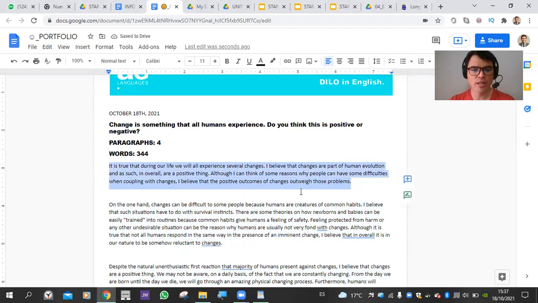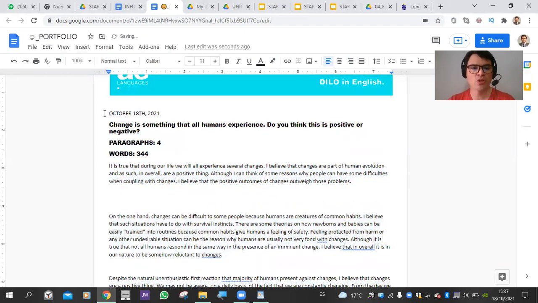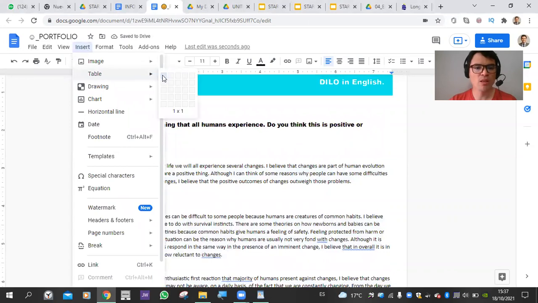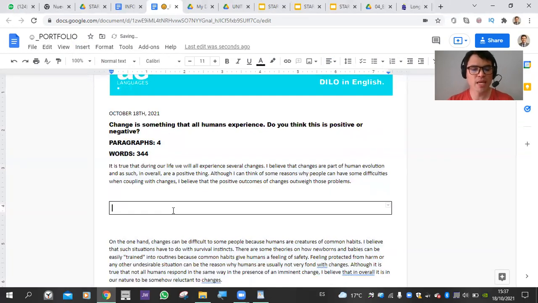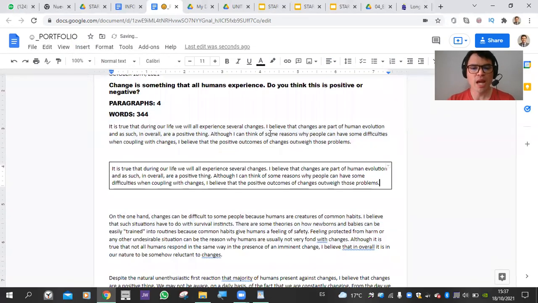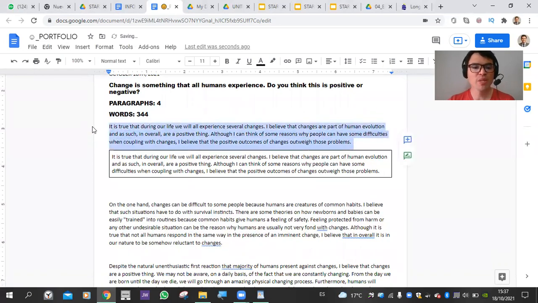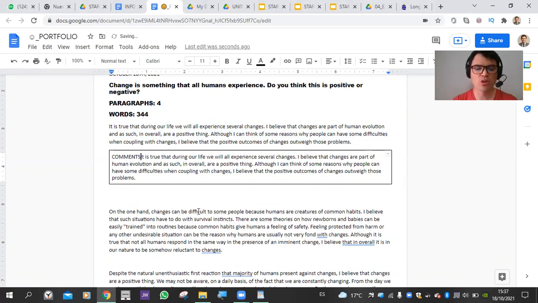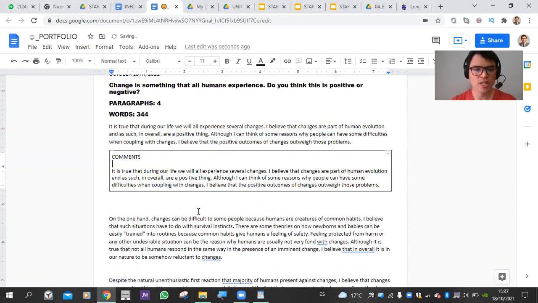First of all, this is what I like to do. I like to copy this here, then I insert a cell, and here I paste the paragraph. In that way, Paquita can have her original paragraph right here, and we can do the corrections there. Okay, so first of all, I don't like to write corrections, but comments. So let's start by counting the number of words we have in the introduction.